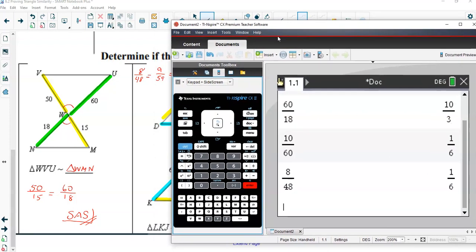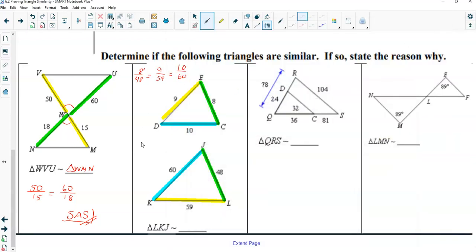Now take a look at that one. 9 is to 59. Is that 1/6? The answer is no. I have two that are proportional, but I must check all three if I'm going to do side, side, side. In this case, they are not similar because one of them is not 1/6. This one right here is 1/6, but that one right there is not. Therefore, these two triangles are not similar. So that's what you would write. There is no similarity statement because they are not similar.